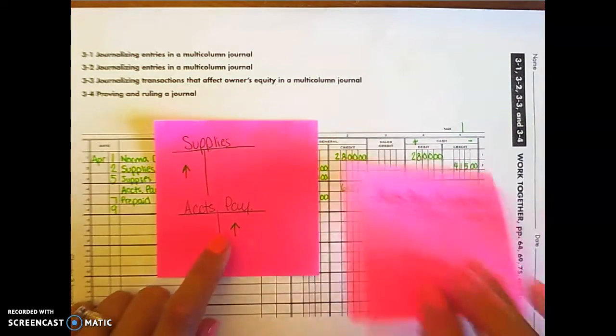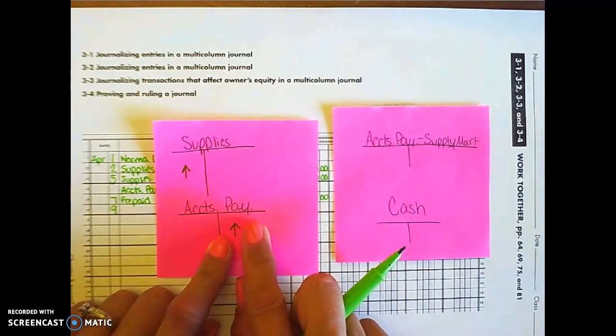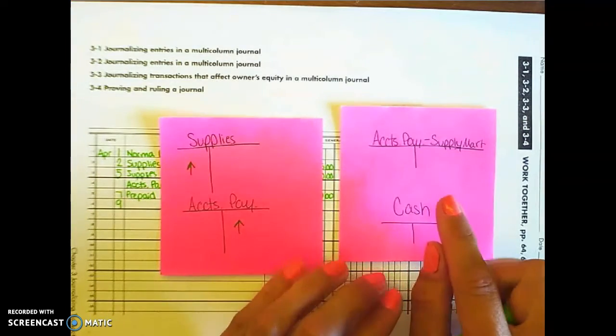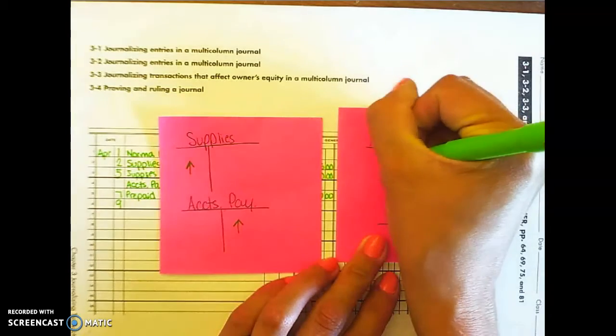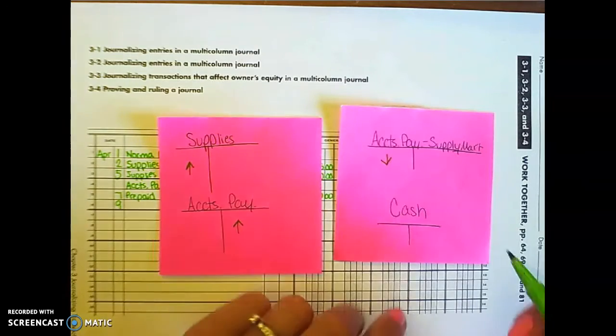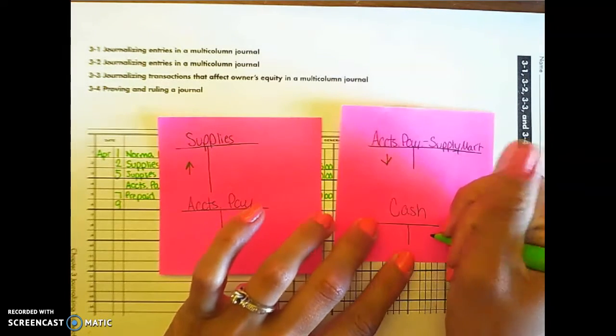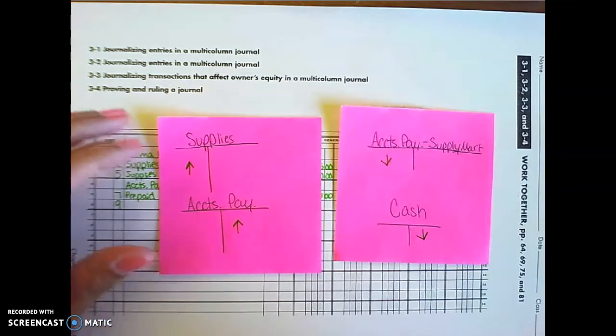When we bought supplies on account, accounts payable increased with a credit. Now that we are paying them on account, the amount that we owe Supply Mart is decreasing. So we need to give accounts payable a debit to decrease their account. Cash is also getting paid, so cash is going to then decrease with a credit.